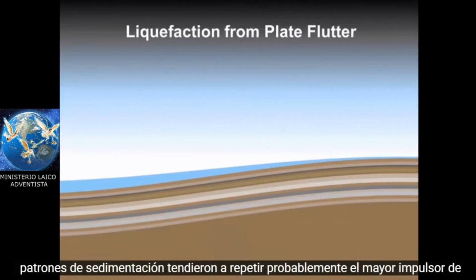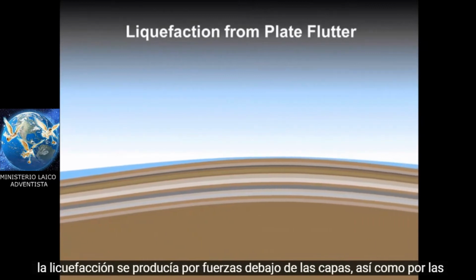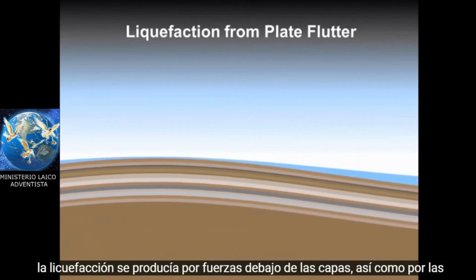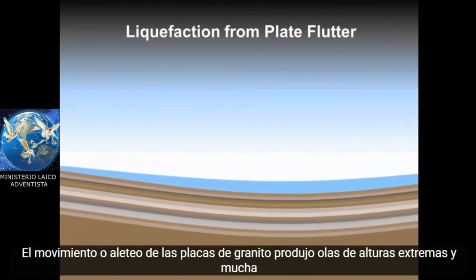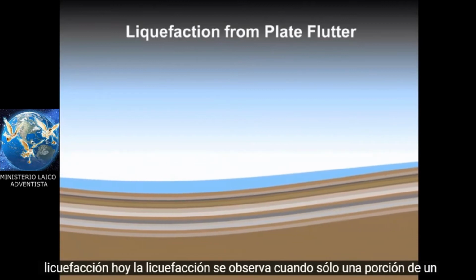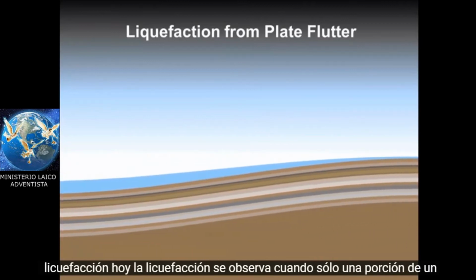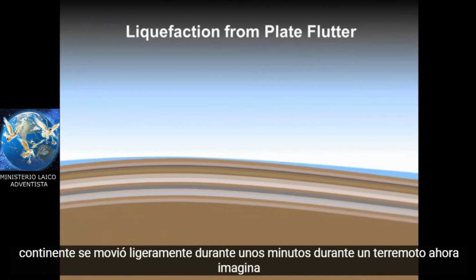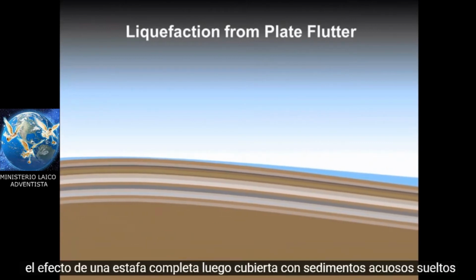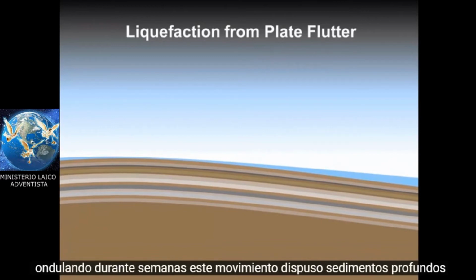Probably the biggest driver of liquefaction was occurring from forces below the layers as well. The up and down motion or flutter of the granite plates produced extreme wave heights and much liquefaction. Today, liquefaction is observed when only a portion of a continent moves slightly for just a few minutes during an earthquake. Now imagine the effect of an entire continent blanketed with loose watery sediments undulating for weeks. This movement arranged deep sediments more tightly, so the water in between again was forced up through the particles above.